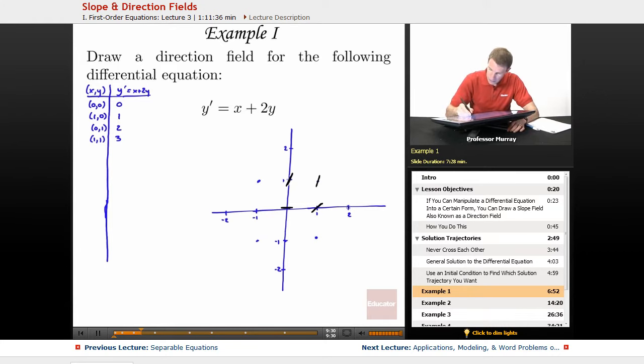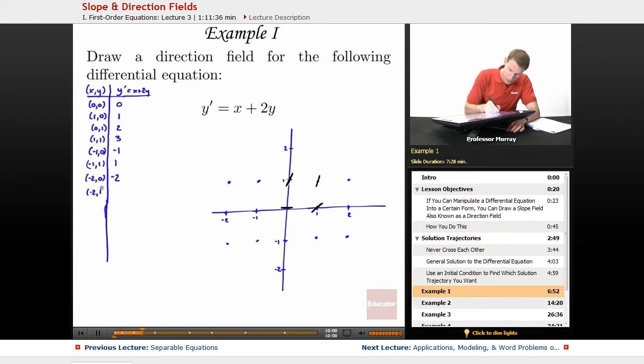I'm going to try to calculate some slopes at each of those points there, I think. So I'll calculate those as fast as I can. I see I've got -1, 0, and y prime is x plus 2y, so that's -1 there. -1, 1. X plus 2y would be +1 there. See, I've got -2, 0. X plus 2y is -2. Negative 2, 1, x plus 2y, that would be 0.